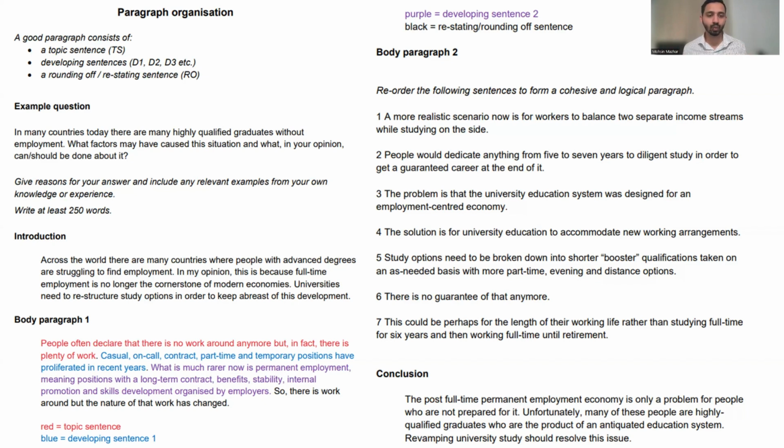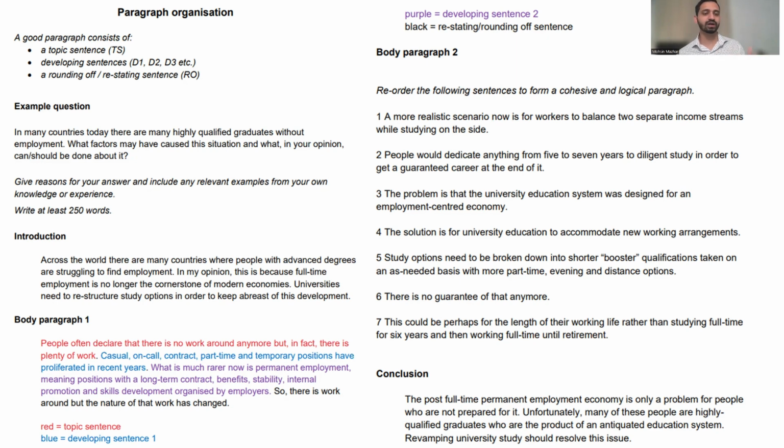So there is work around, but the nature of the work has changed. If you read the first sentence and then the last sentence, isn't it the same thing, just rephrased? That's exactly what you want to do. You want to round it off in the last sentence. In the first sentence I'm saying that people say there's not enough work, but there is plenty of work. So in the end, I'm saying the same thing.